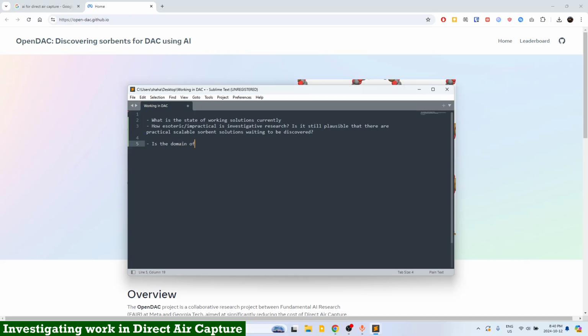Is the domain of scalable enough solutions limited to essentially raw materials and minimally processed materials like rock and so on? Because if the things that work other than those are just advanced materials that won't scale, then kind of whatever, I guess.